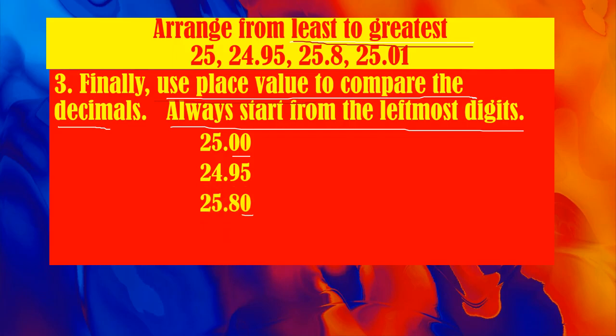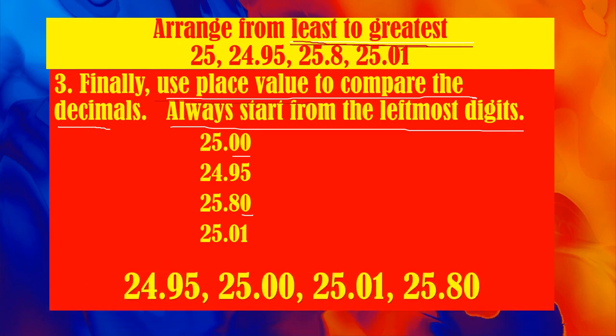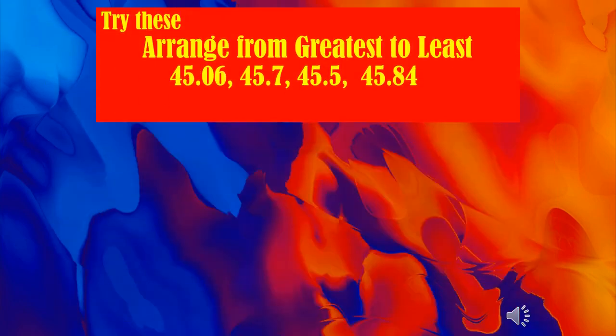So the 0 is there, and 25.01. So we're going to arrange this from least to greatest. So the answer is, the least among these numbers is this one, 24.95. Okay, correct. The next is 25, then the next one is 25.01. And the last, or the greatest, is 25.80. Correct. Very good.